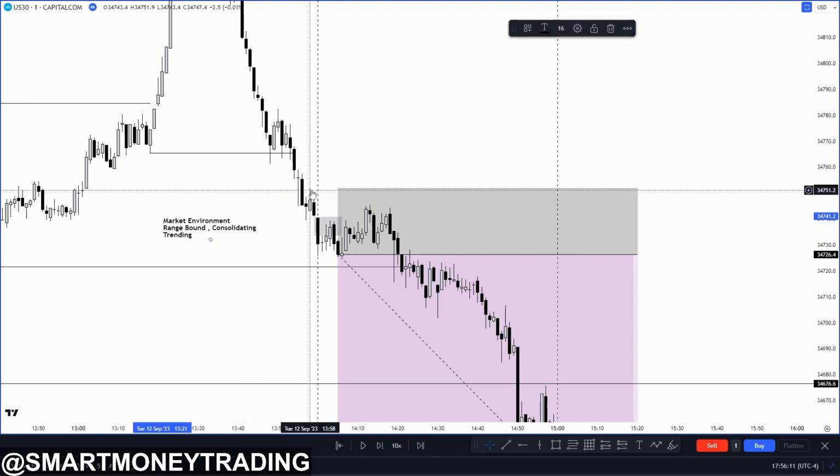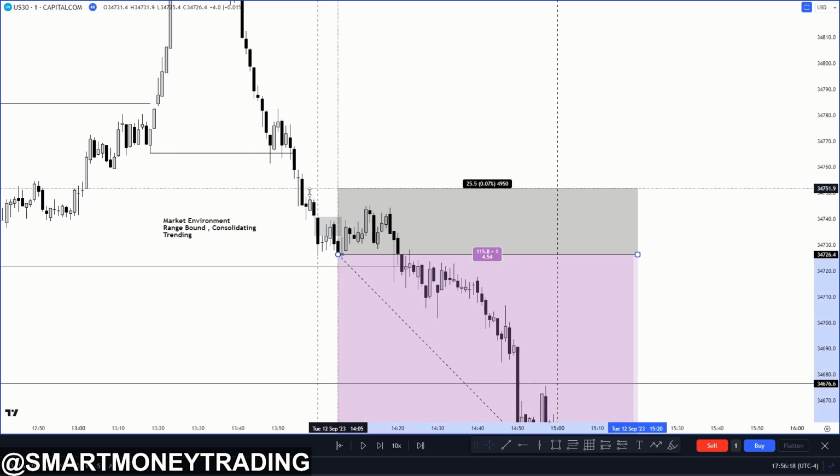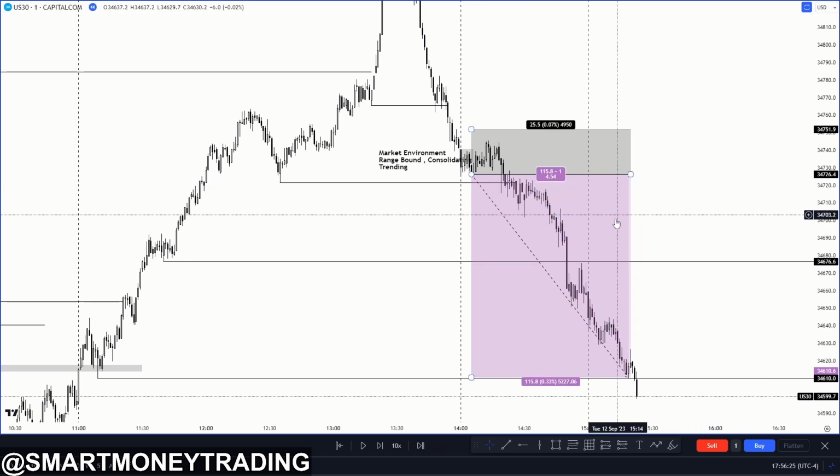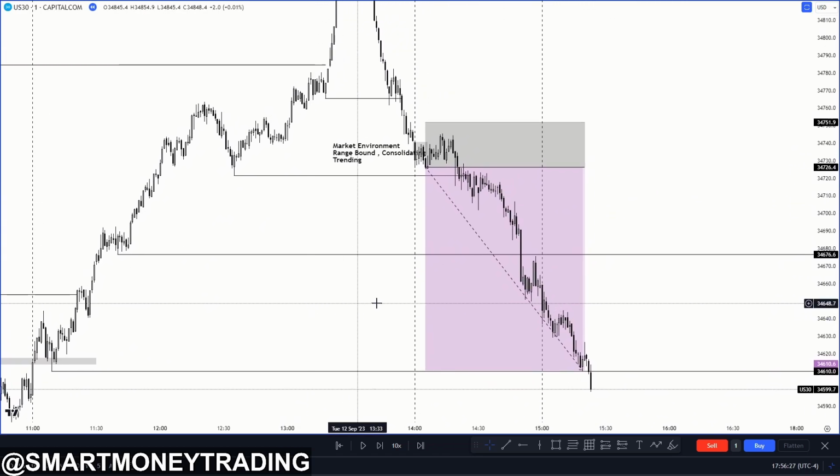fair value gap, and then we had our stop loss at the most recent high, this short-term high up here. We could have put it at this 3 candle formation of the fair value gap right here, and price still wouldn't have stopped us out, but I just wanted to play it a little bit more safe since our risk to reward was kind of big, so it didn't really bother me too much. But it was a really good trade.